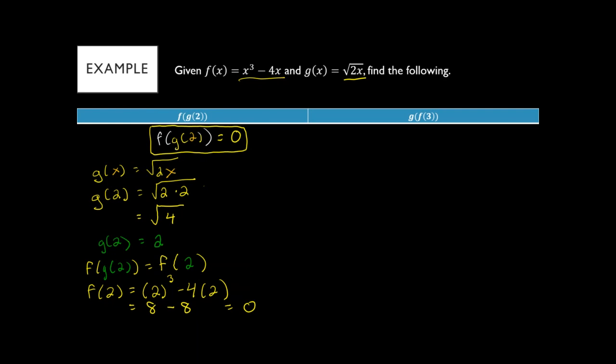Okay, so let's do the one on the right. So on the right, I've got g of f of 3. So our g and the f, they're reversed, so that we are plugging in to f to get an output, then we plug into g and then get an output.